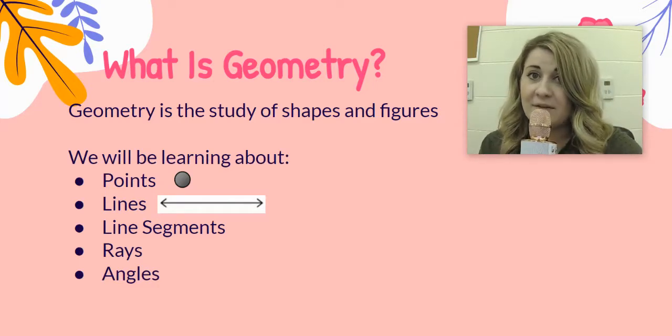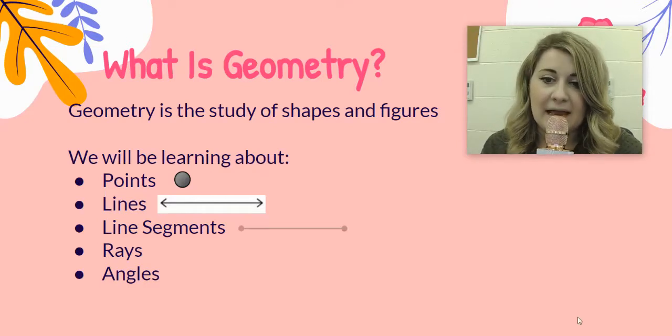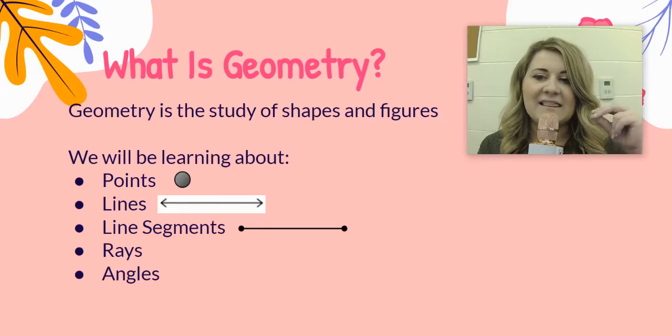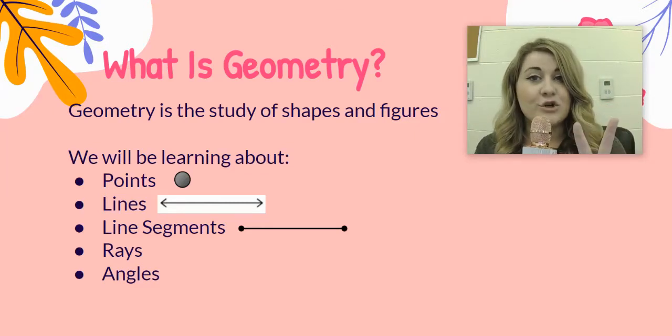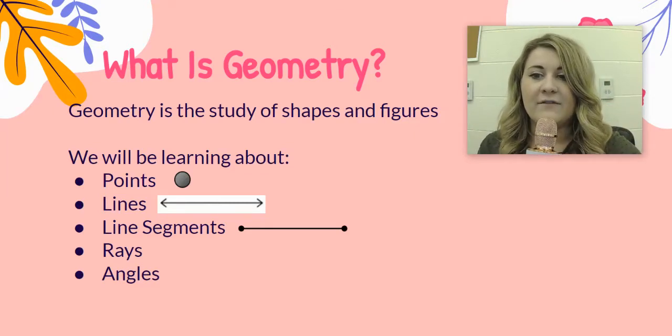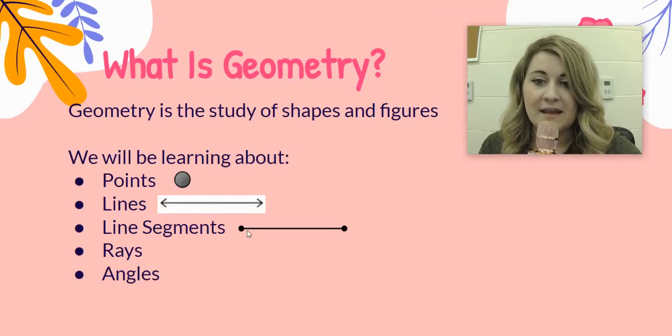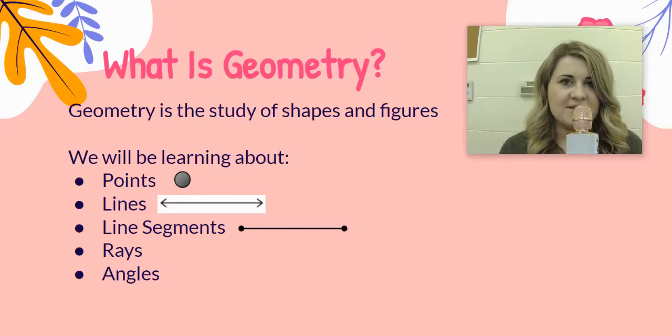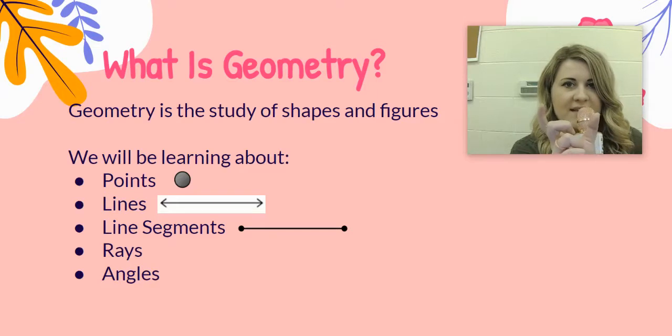Next, we have something very close to a line. It's called a line segment. The difference here is that a line segment has 2 endpoints. So here we're kind of combining the points and the line because we have a beginning point right here and an end point right here. That is because a line segment is just a certain chunk on the number line. It's not the entire number line. It's just a certain amount.